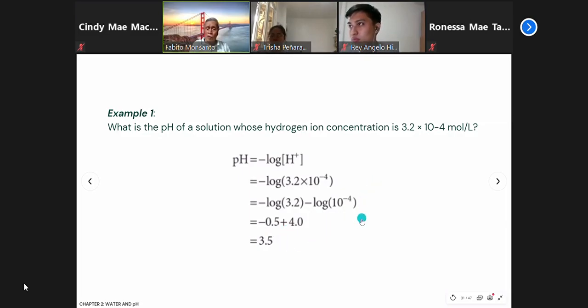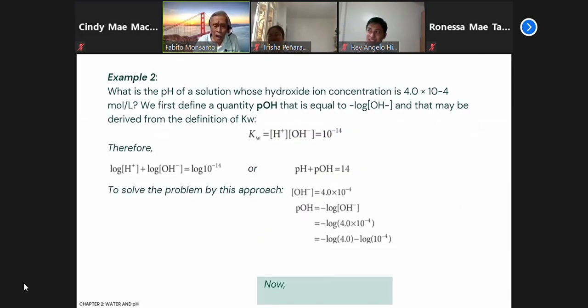You learn this in your math kindergarten. Did you pass kindergarten? Joke lang.